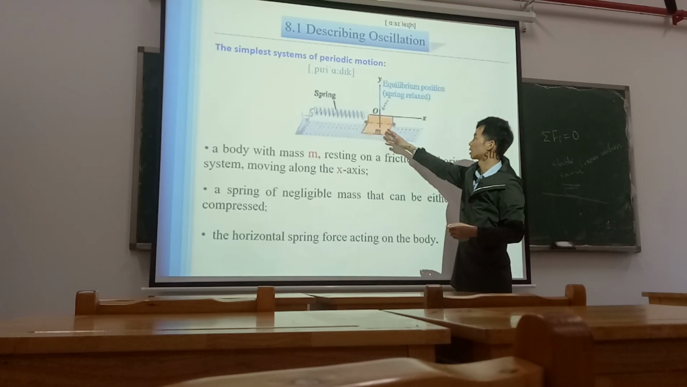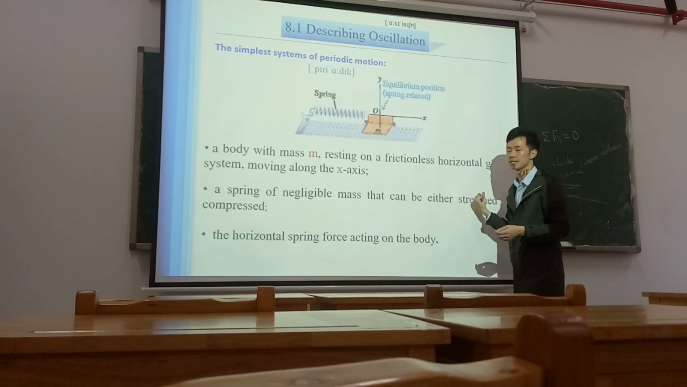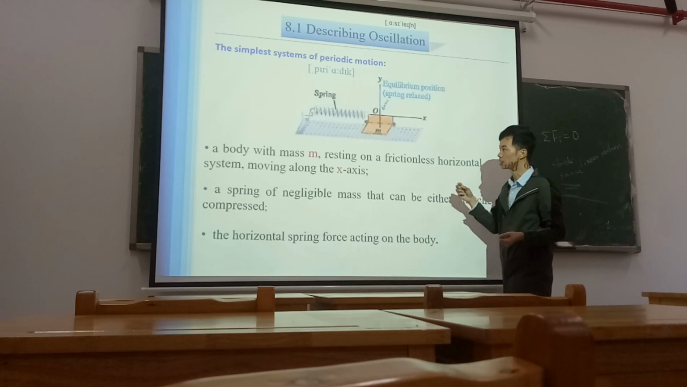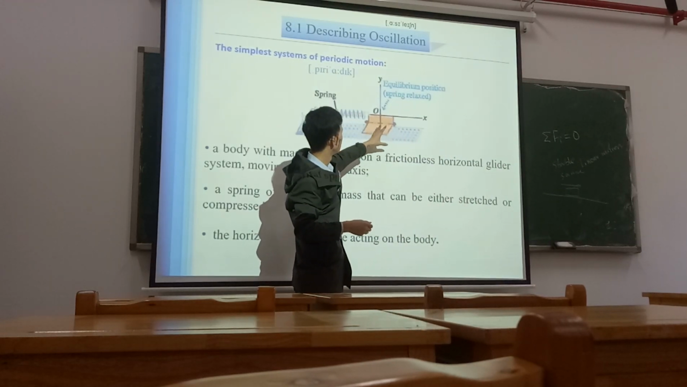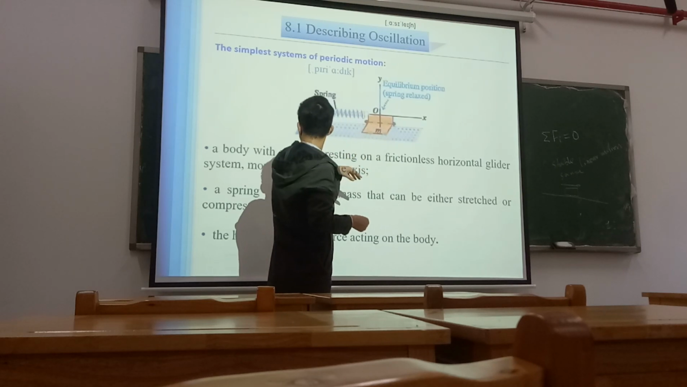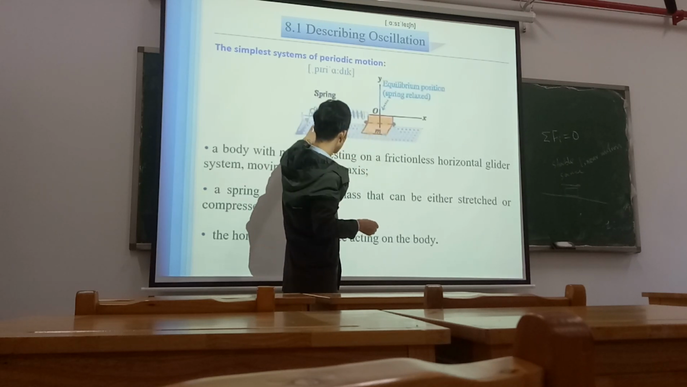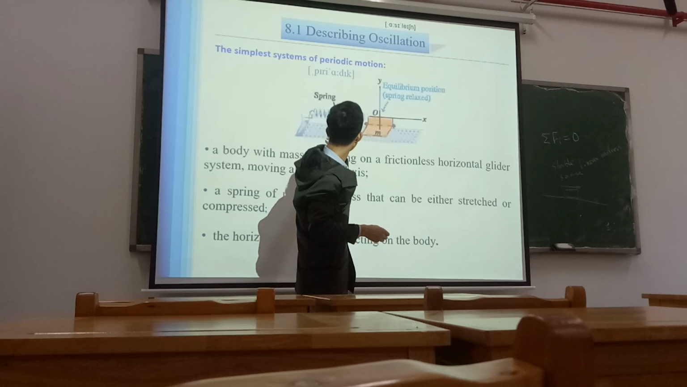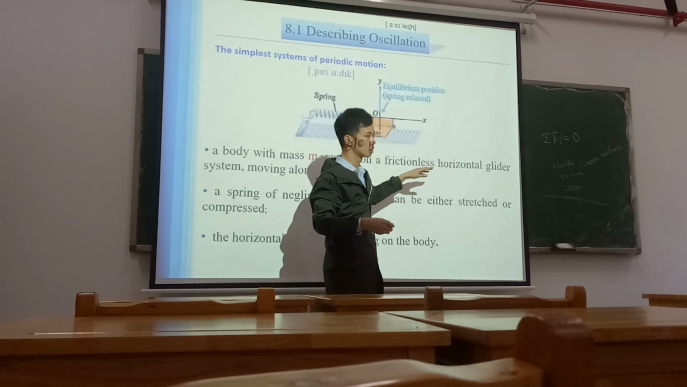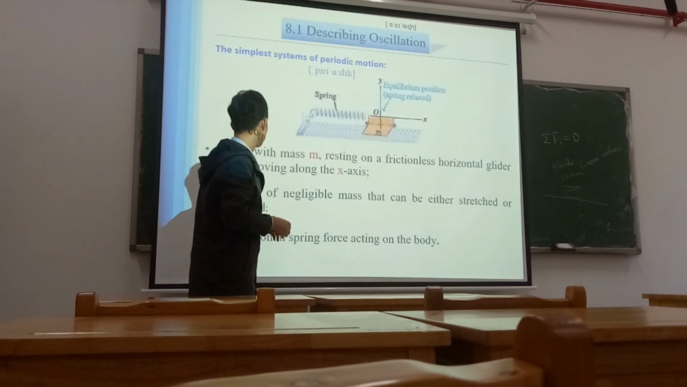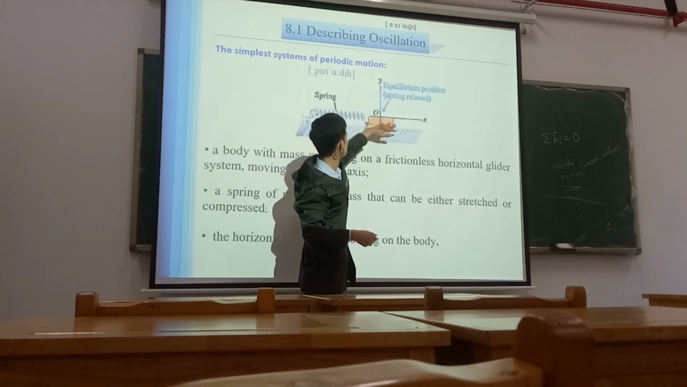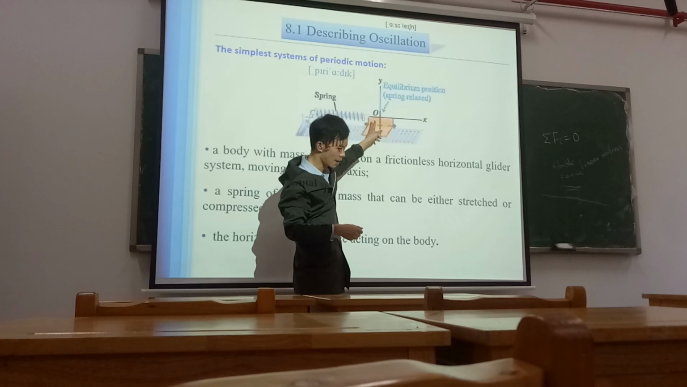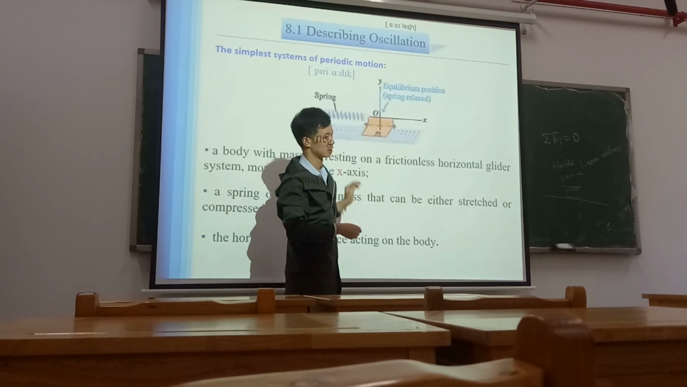System of our periodic motion. This is the simplest system. It is composed of a spring and an object, a body, on a frictionless horizontal glide. And then the spring is in contact with the body.